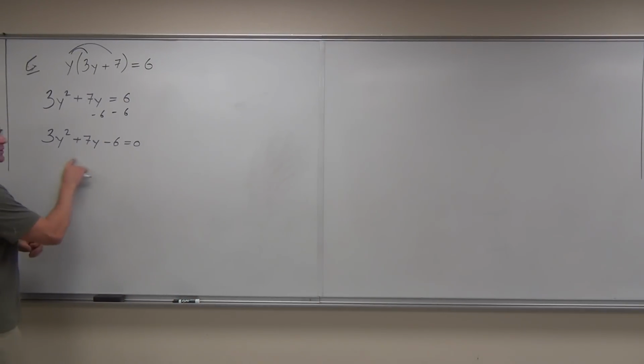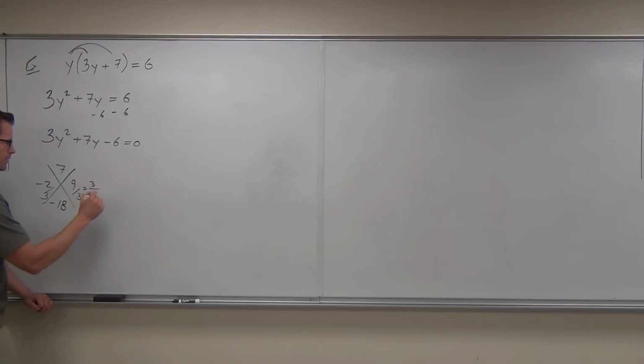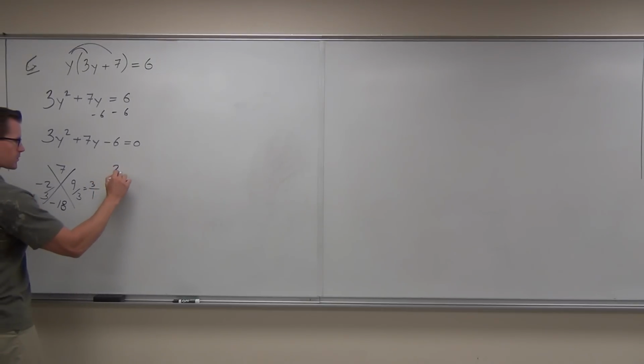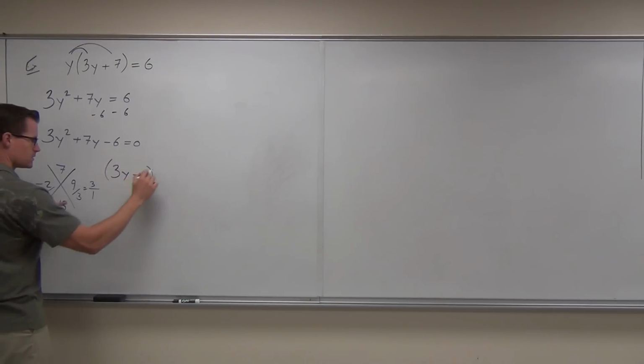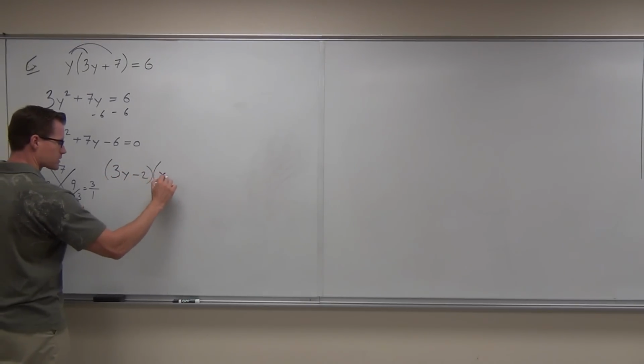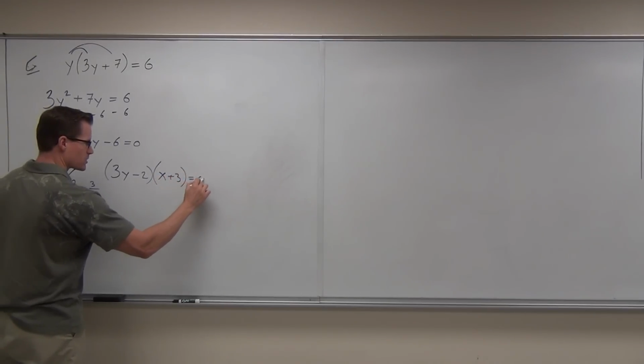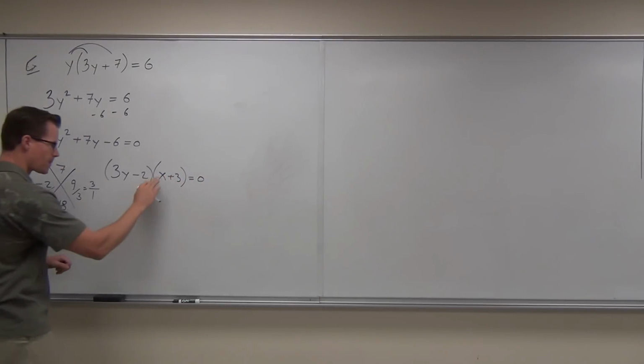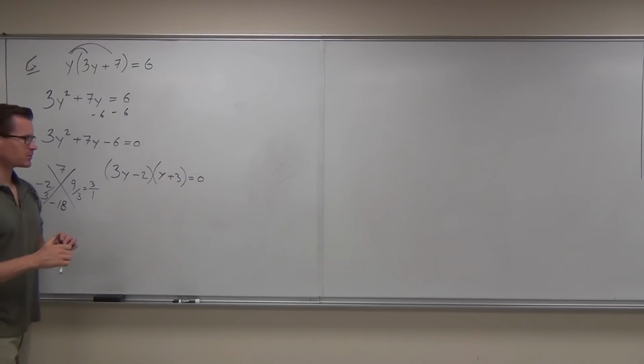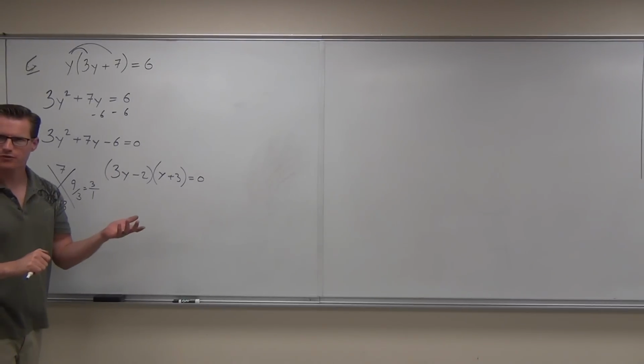We can do, what would we use here? That's 7 and negative 18. That's negative 2 and 9. Can you verify that for me? Okay, if I divide by 3, we get 3 over 1. That means our factors here are 3y minus 2, 1y plus 3 equals 0. Can I get a double check to make sure that's right? Could you double check your work here if you wanted to?